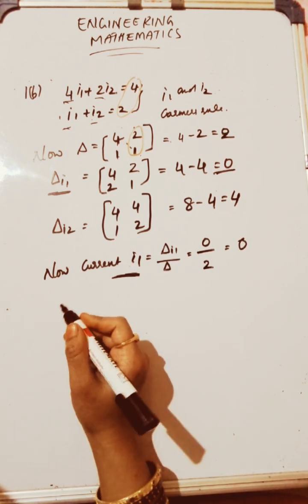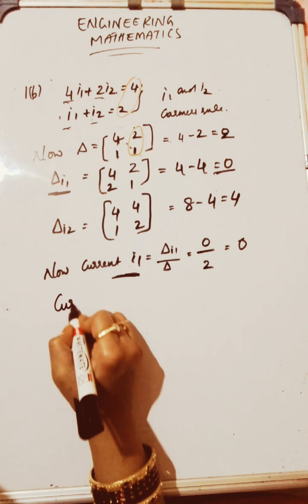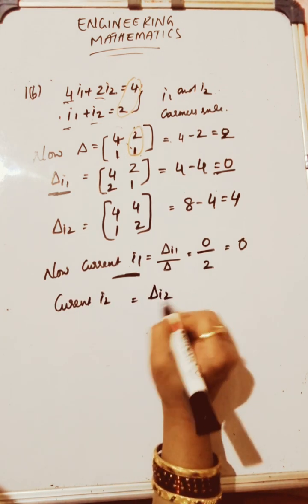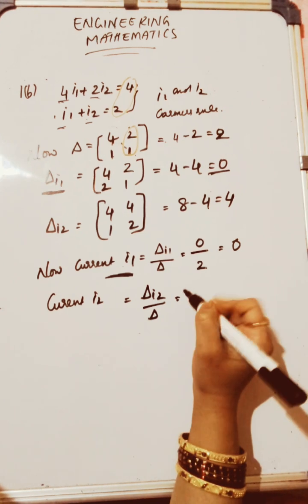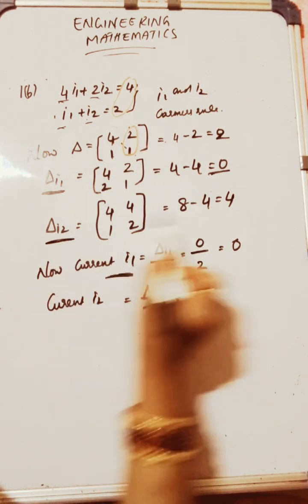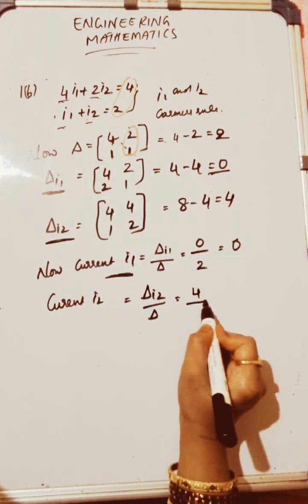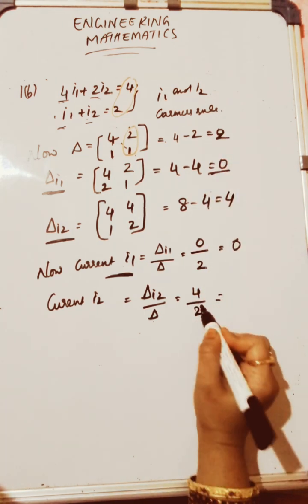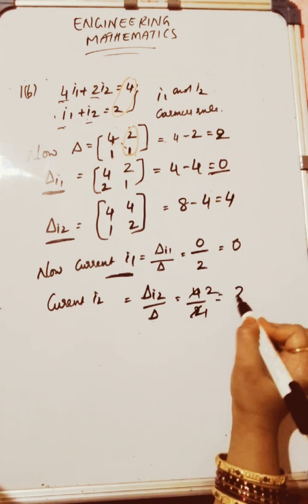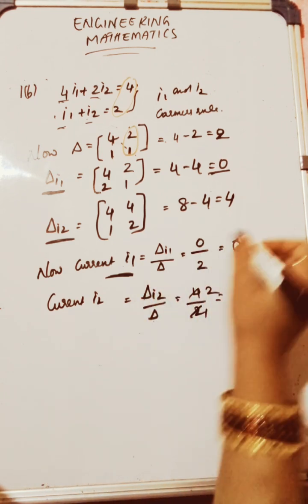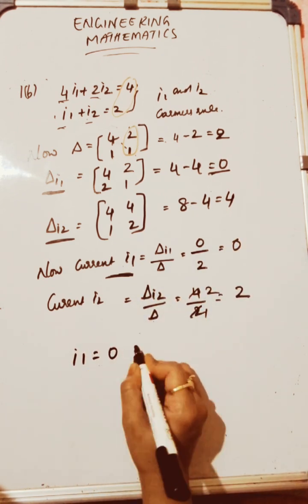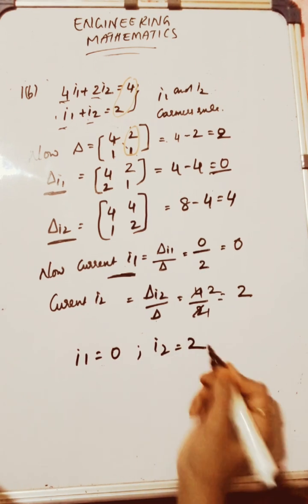Sorry. Next one, current I2 is equal to delta I2 by delta. That is equal to delta I2, how much? 4. 4 by delta value how much? 2. 2 1s are 2, 2 2s are 4. Answer is 2. See how we get currents I1 and I2. I1 is equal to 0 and I2 is equal to 2.